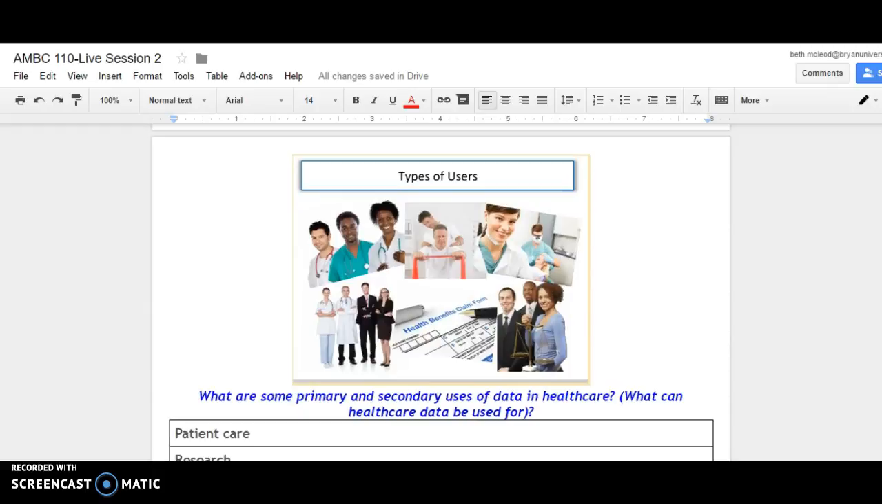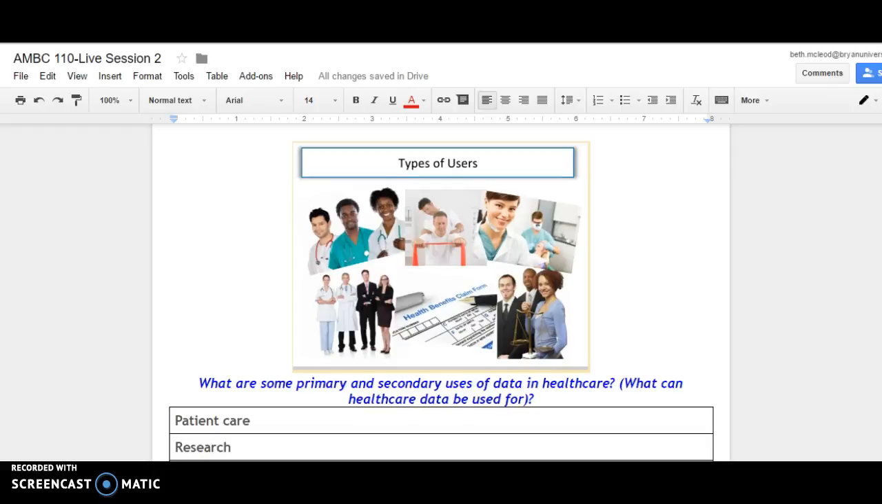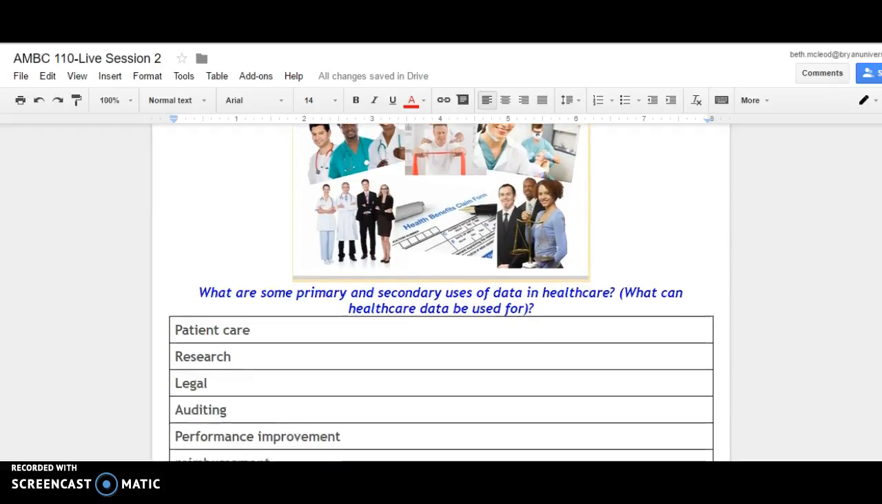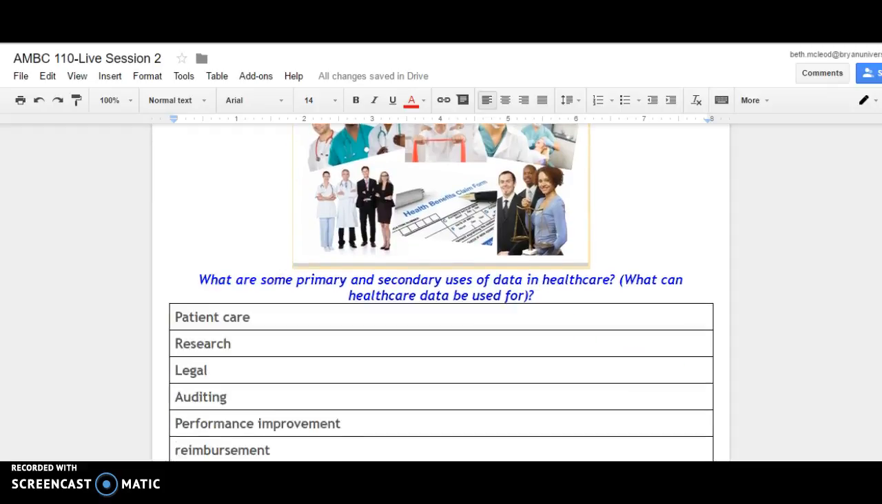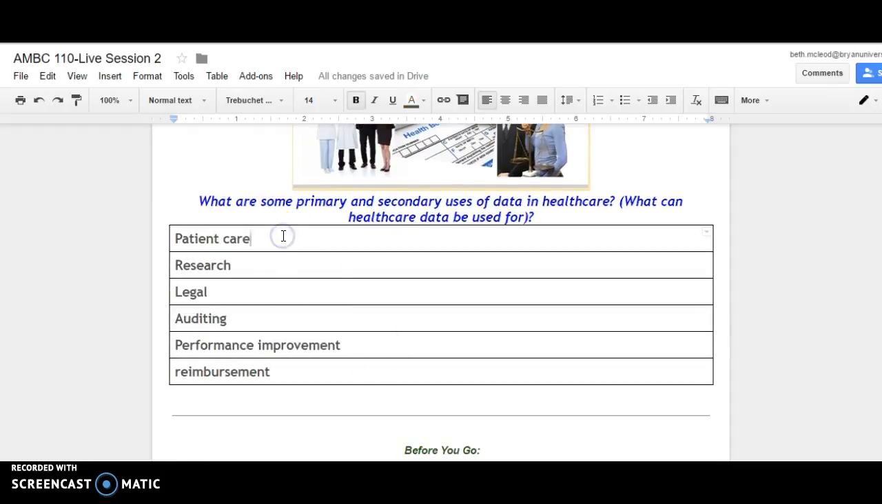The next thing I'm going to talk about is types of users in the medical record. So who is going to be using the medical record and that data in the medical record? Who would need to be using it? Or what are some of the uses of it? So this picture right here kind of shows some of the ways that it can be used. I have patient care. This is the main purpose of the medical record. It's the main purpose that data is collected. Research, another huge reason why data is collected in healthcare.